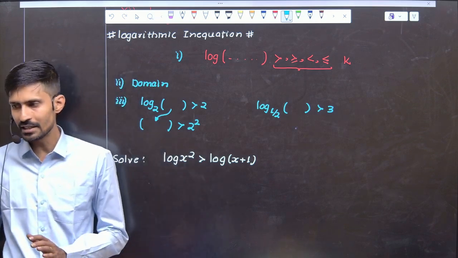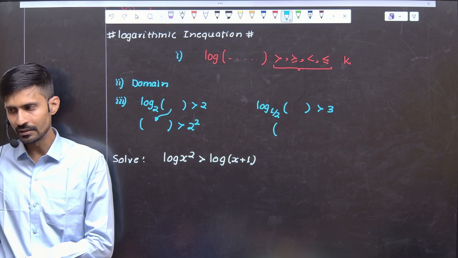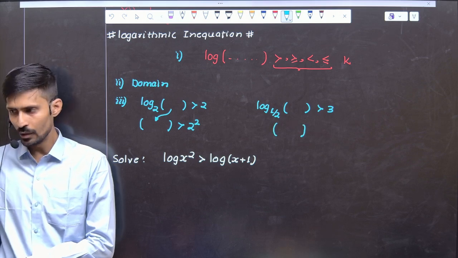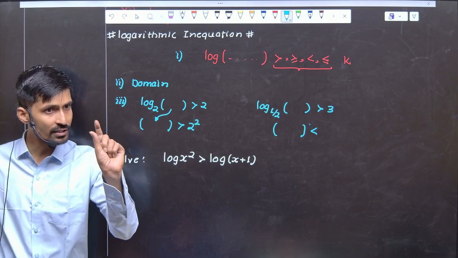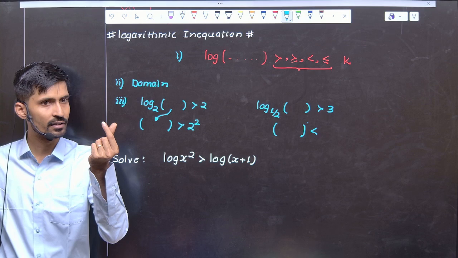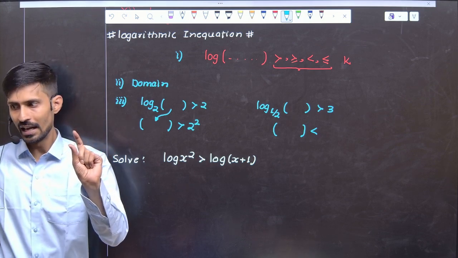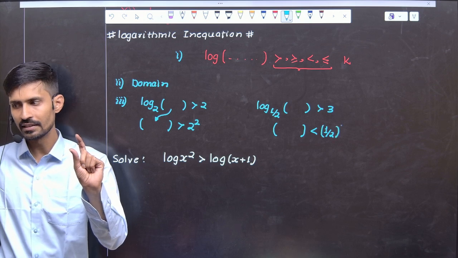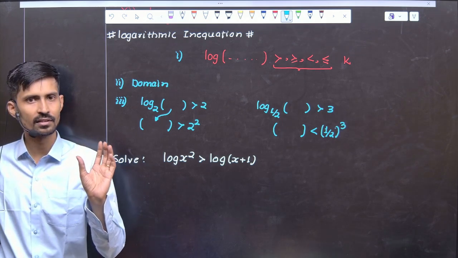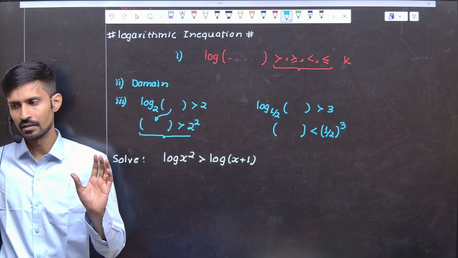And if the base is between 0 to 1 by 2, whatever is here, you will write the same thing. You will change the sign. It means if the base is between 0 to 1, the sign will get changed. If the base is greater than 1, the sign will not change. And this 1 by 2 will go that side, and that side degree 3 will go in degree of this. Now solve this.